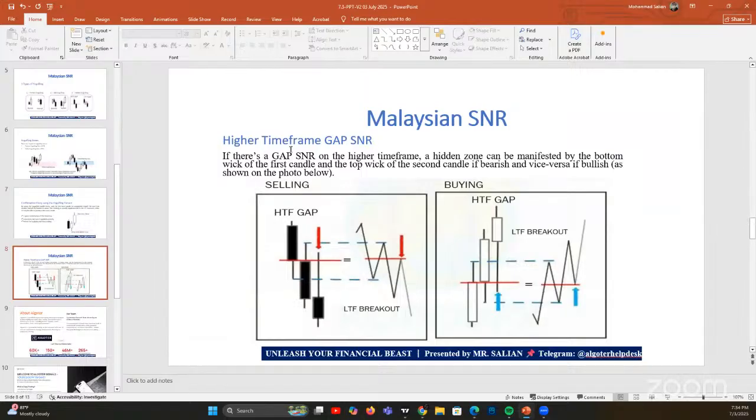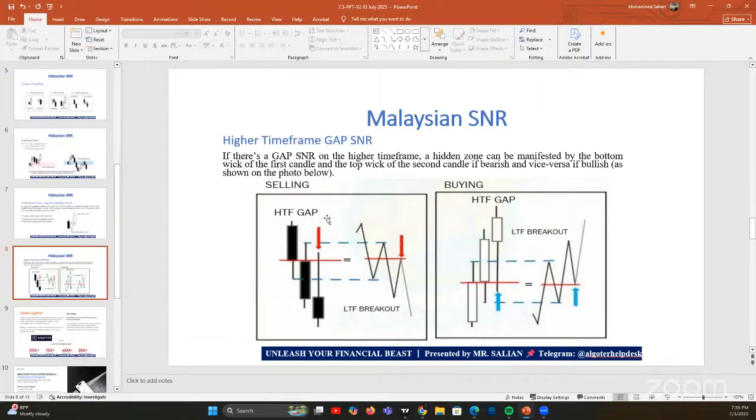This is also the higher time frame gap SNR, the last one. In the higher time frame, there will be a gap, and then you just mark the wick. If there's a gap SNR on the higher time frame, a hidden zone, this hidden zone can be manifested by the bottom wick of the first candle if it's bearish, and the top wick of the second candle. This is the second candle, this is the top wick, and you just mark those. So that is now the hidden zone. And vice versa for bullish, as shown in the photo below.